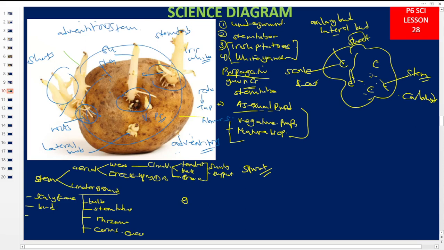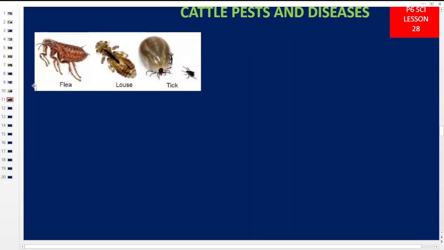Okay, let us go and see what we are having. All right, so what are you seeing on the screen there? You are seeing certain things, and now the heading is telling us cattle, parasites and diseases. So we have the word cattle. What does this word cattle mean?